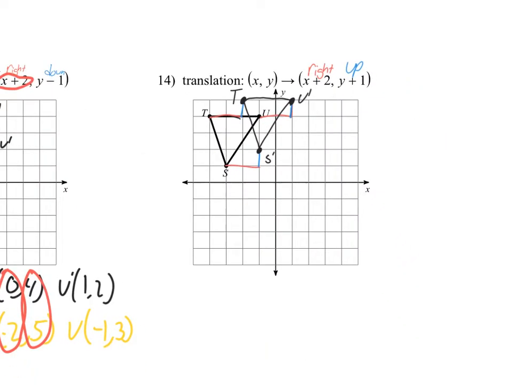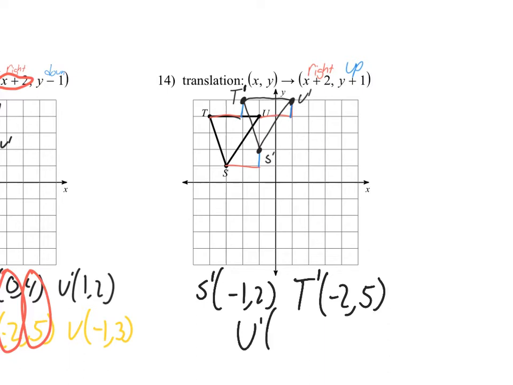Now I got to come up with the coordinates real quick, except I didn't mark a prime on that one. So S prime is going to be negative 1, positive 2. T prime is going to be negative 2. Oh, Lord, screwing up what I'm typing here. It's going to be negative 2, positive 5. And U prime is going to be positive 1, positive 5.